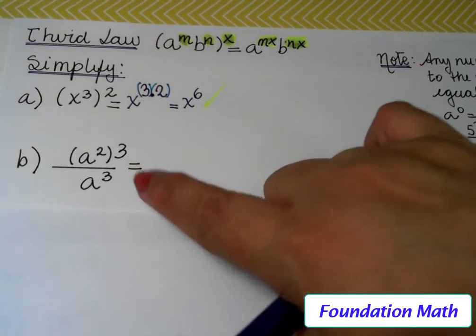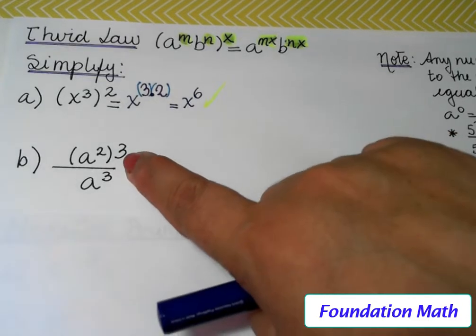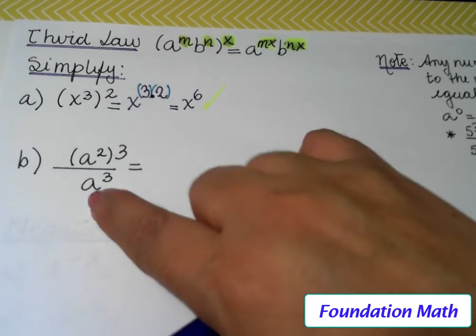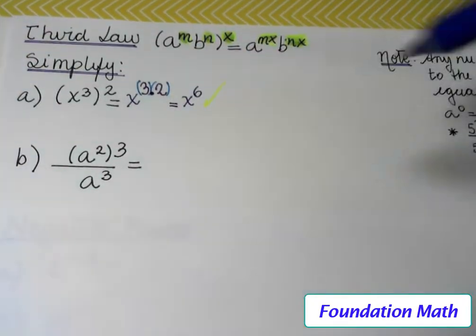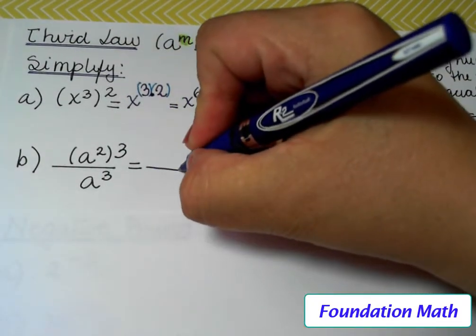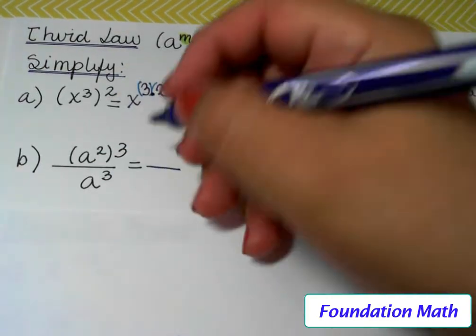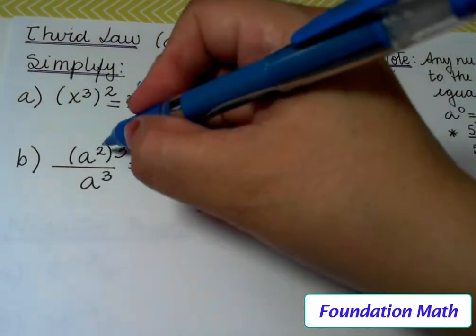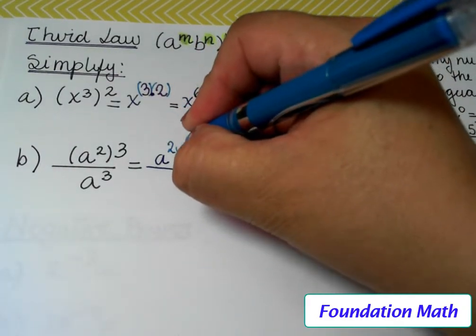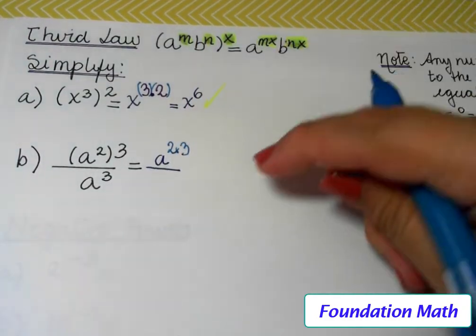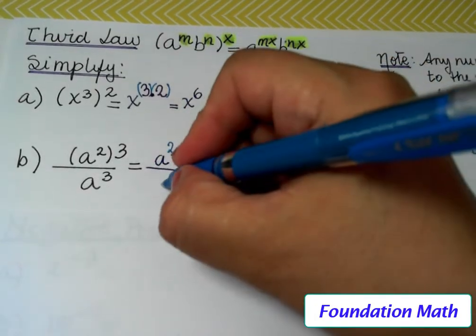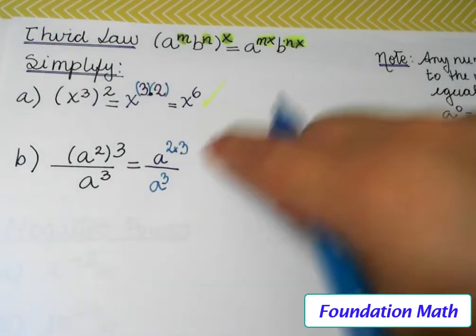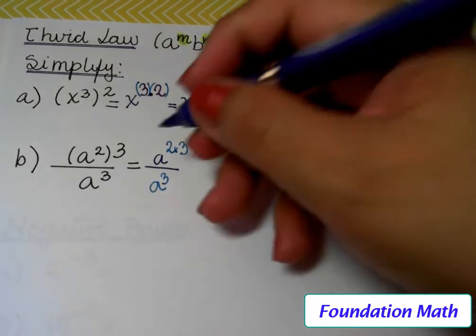Again, we have here an exponent 3. Inside we have a parenthesis and exponent 2. We have a fraction over a with exponent 3. So we're going to keep the fraction here. We're going to work here a. And we have to multiply these two expressions. 2 times 3 over a with exponent 3. The same. So 2 times 3 is 6.